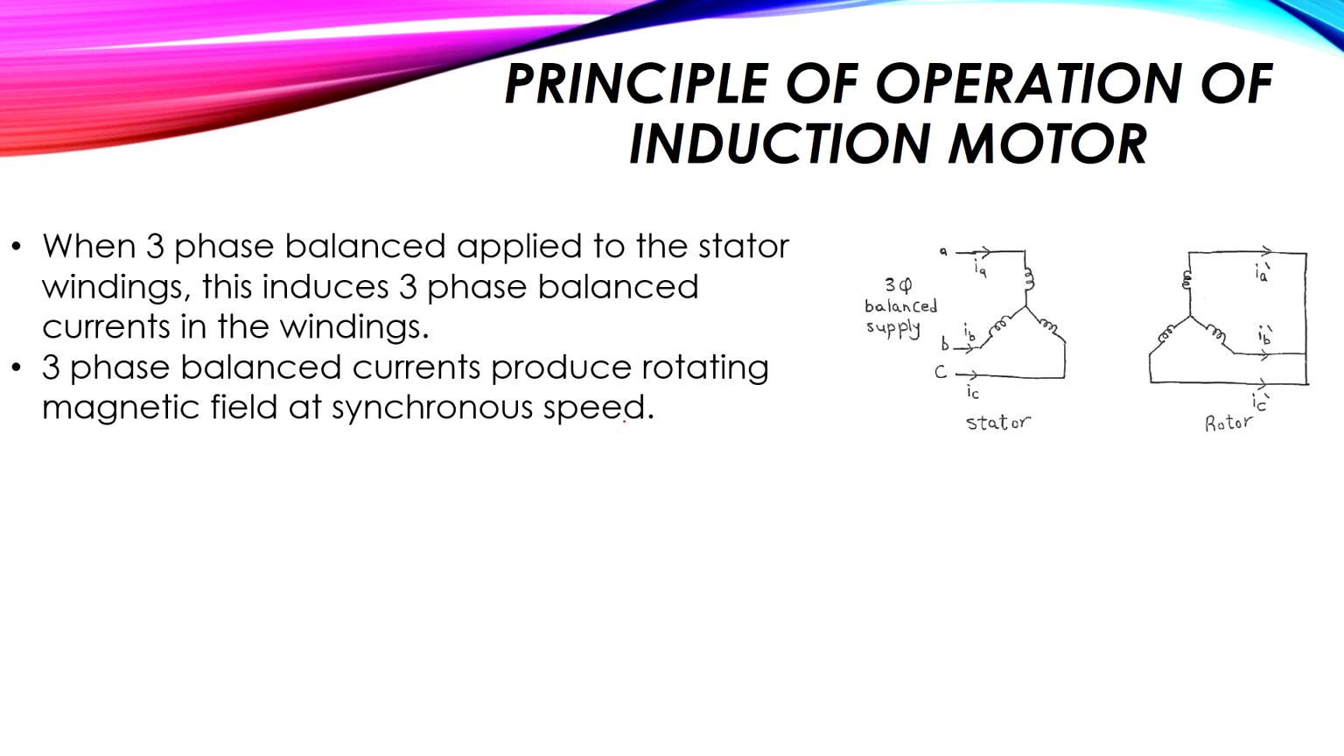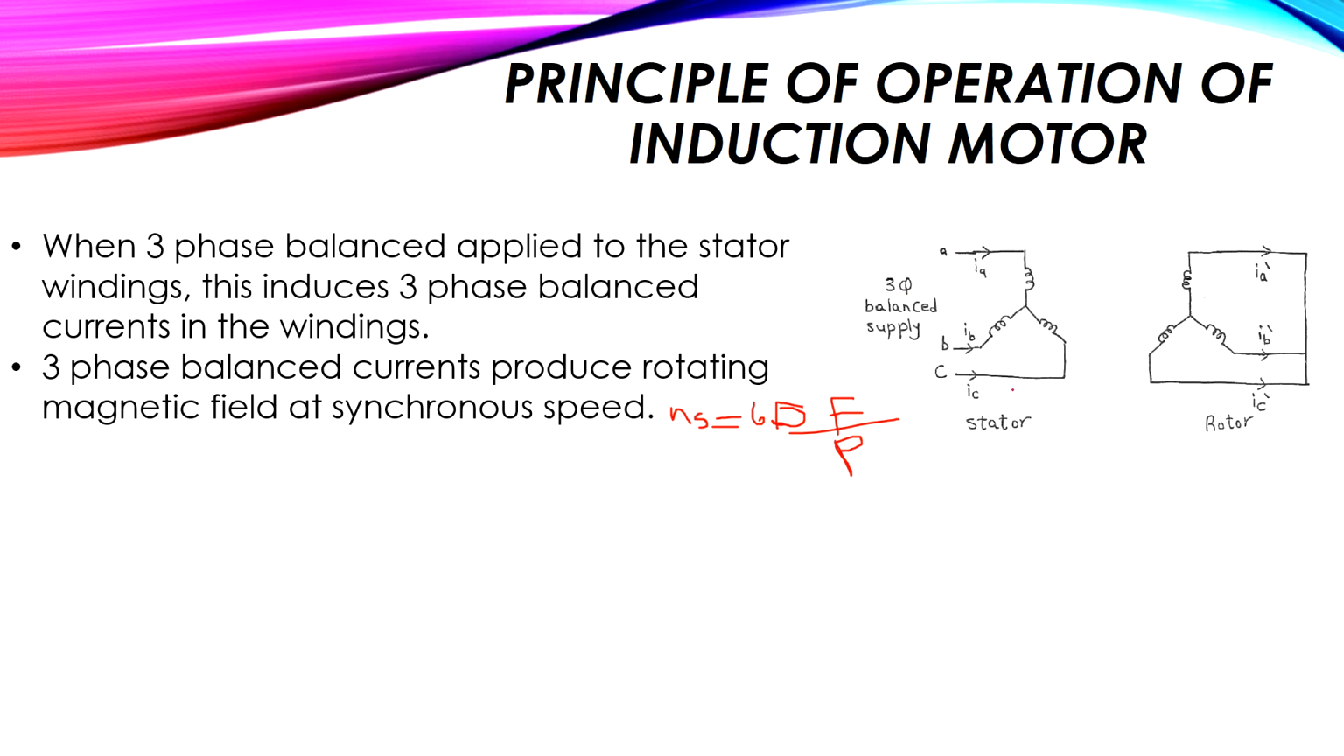So the speed, as you remember, ns, or N synchronous, is equal to 60 f over p. So the speed of the rotating field is dependent on the frequency of the supply. It depends on the frequency of supply and rotates at synchronous speed.